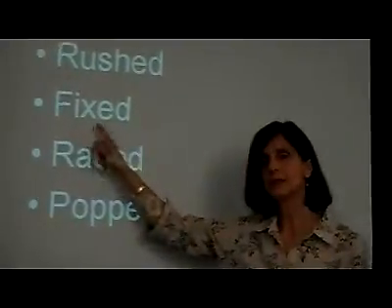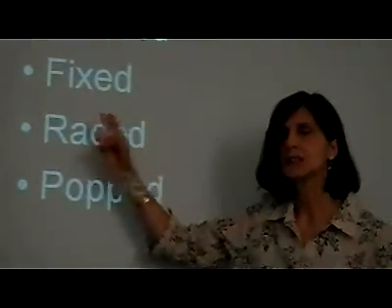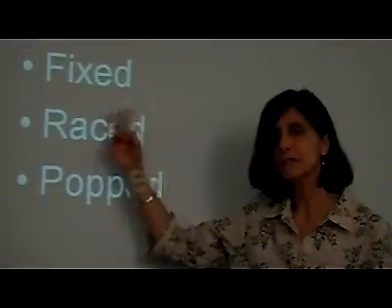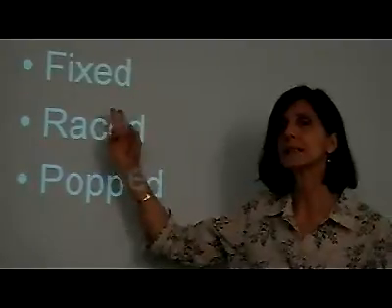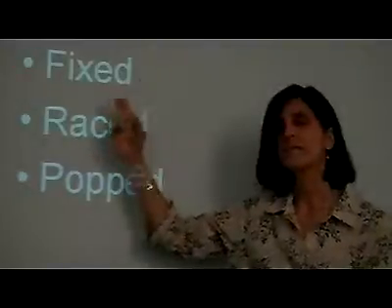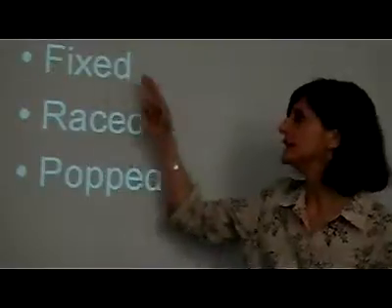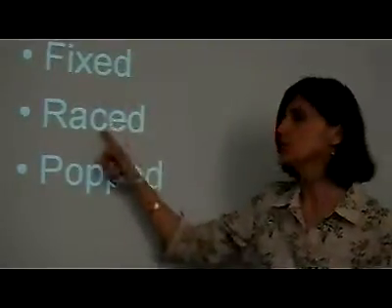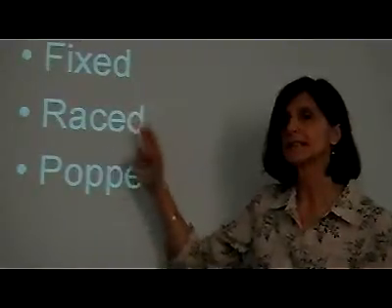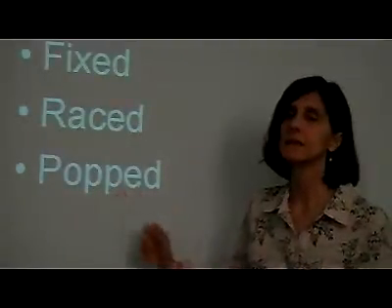Now remember, this letter is pronounced as two sounds, two voiceless sounds. K, S. So that's a lot. There are three voiceless sounds in a row. So it makes that very difficult to pronounce. So slow down and let your mouth make all the movements it needs to make to pronounce those sounds. So it's fixed. And then here, race, that C is like the S sound. So raced. And then popped, pt, popped.